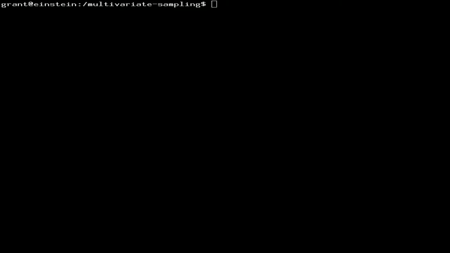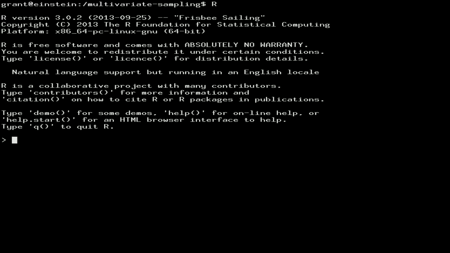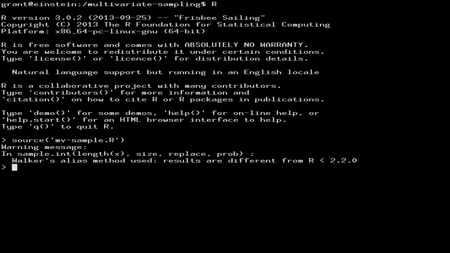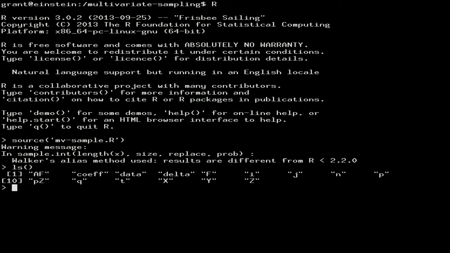All right, so let's get R fired up. So we get R started. And now we want to run our source script. So if we source mv sample.r. Running that script, we give it a little second to make the calculations, and it gives us a little bit of a warning message. But now if we look at the variables that are listed there, we see all of our variables. And in particular, we see this COEFF variable. So that's our vector.